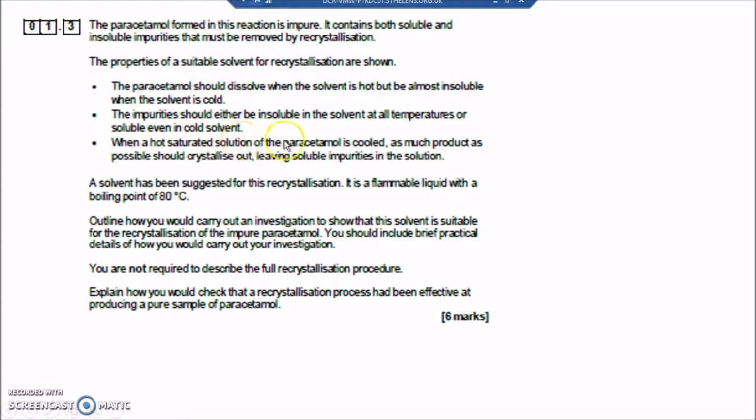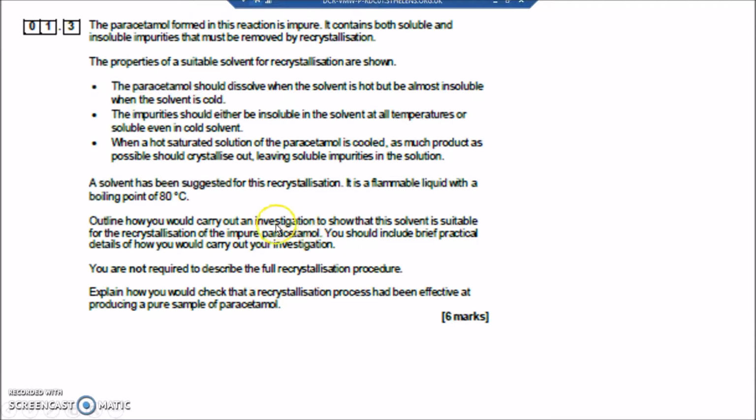When a hot saturated solution of paracetamol is cooled, as much product should recrystallize out, so we should be able to cool it down and get the paracetamol out, leaving the soluble impurities in the solution. The solvent's been suggested, it's flammable, it's got a boiling point of 80. Outline how you carry out an investigation to show that the solvent is suitable for the recrystallization of the impure paracetamol. Include practical details, and then explain how you'd check that the recrystallization process had been effective at producing a pure sample.